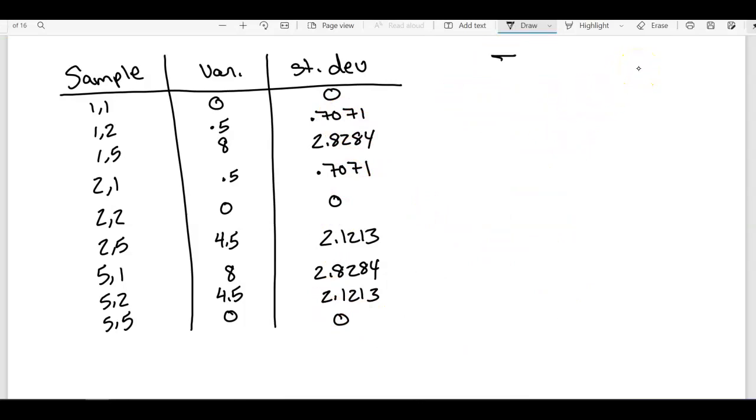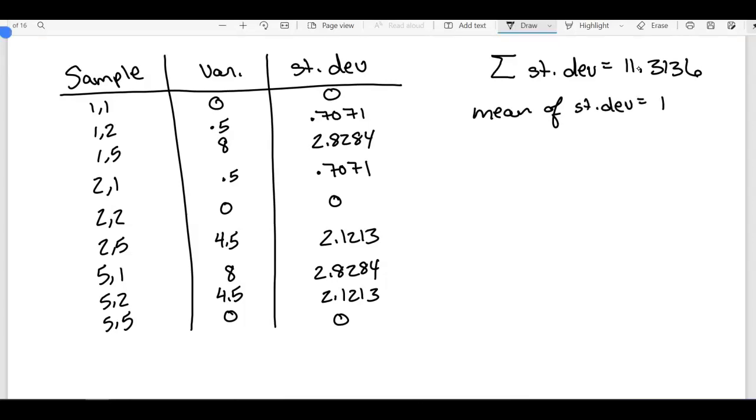Let's see if the standard deviation is going to be a good estimate. So we are going to take the sum of all the standard deviations. So if we were to add up all of those numbers in the calculator, what do we get? In this case, we get 11.3136. So now we need to find the mean of all of those standard deviations.